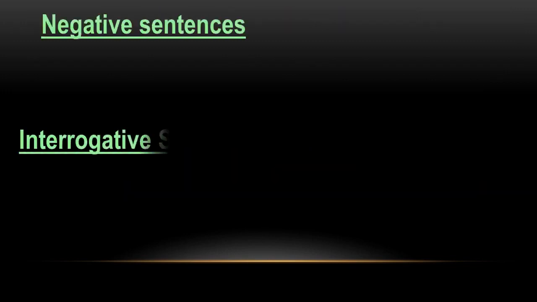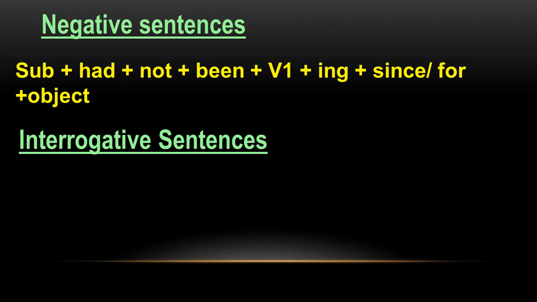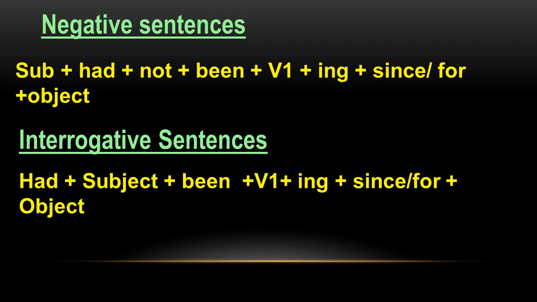Now for negative sentences, subject plus had plus not plus been plus first form of the verb plus ing, then use of since and for, and then object. For interrogative sentences, auxiliary verb will come forward: had plus subject plus been plus first form of the verb plus ing plus since and for plus object.